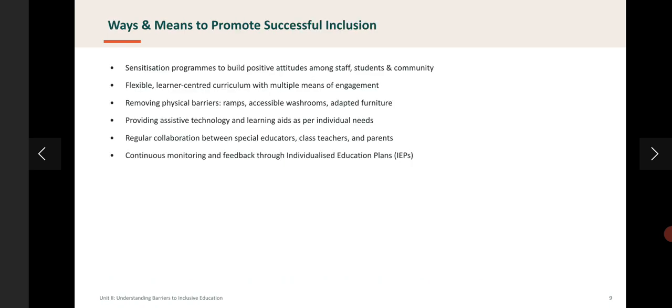And ways and means to promote successful inclusion. How can it be done? Sensitization programs to build a positive attitude among staff, students and community. Flexible learner-centered curriculum. Removing the physical barriers. Providing the technology they need. Regular collaboration between the special educator, class teacher and parent. Then continuous monitoring and feedback, which is important for everybody. Constant feedback is something very, very necessary.